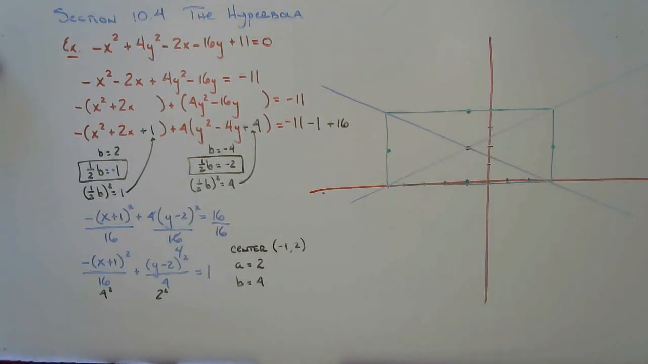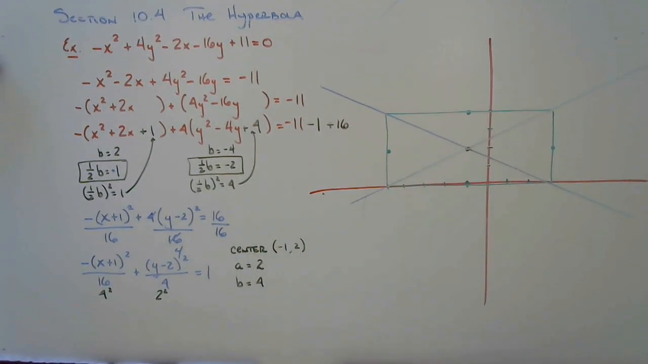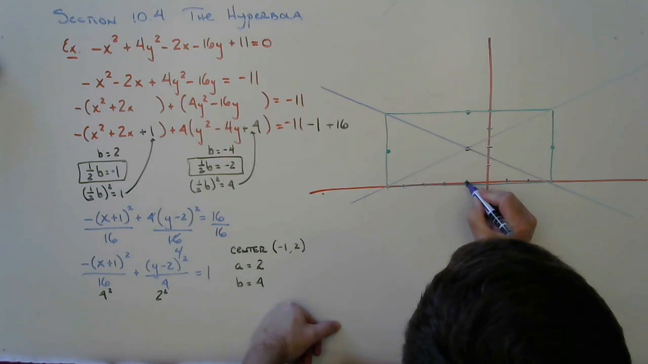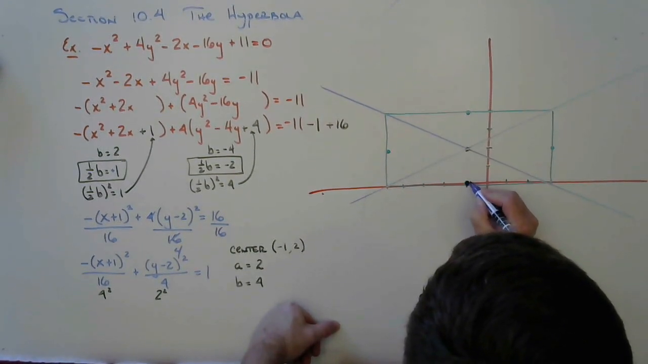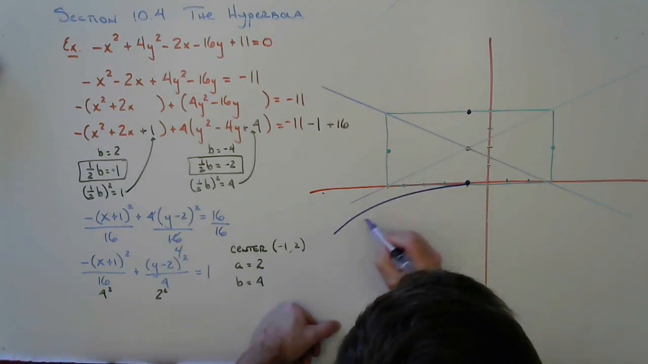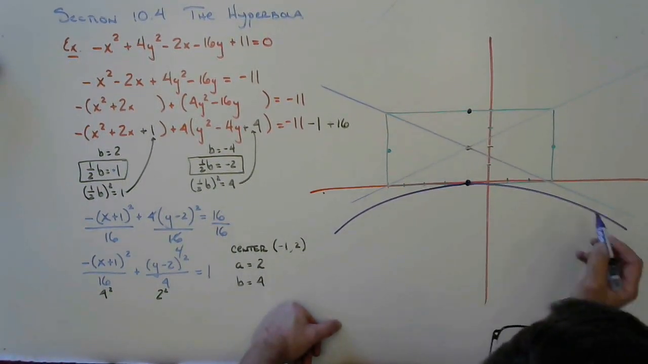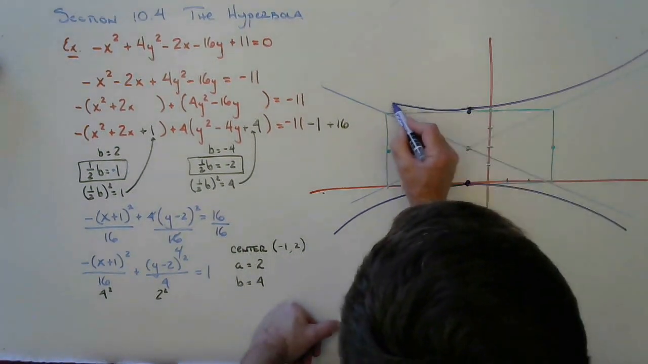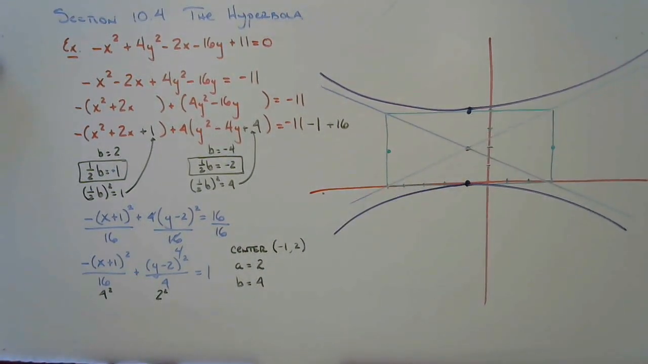Okay, now which way does our hyperbola open? Which of these two terms is positive? The y term is positive. So our hyperbola, this is going to be the vertex, and this is going to be the vertex because it's going to open in the y direction. So that's the graph of our hyperbola.